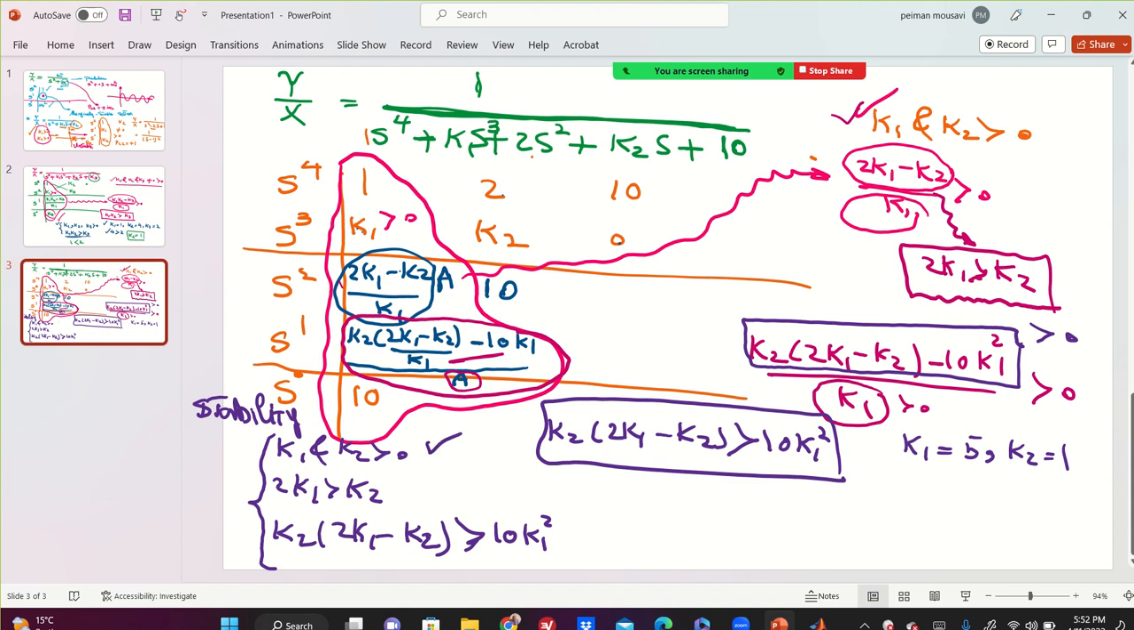So the first condition is satisfied. The second condition is satisfied because 10 is greater than 1. Let us try the third. K2 is 1, 2K1 is 10, minus 1, greater than 250? 9 is greater than 250? No. So these numbers lead to instability, guys.